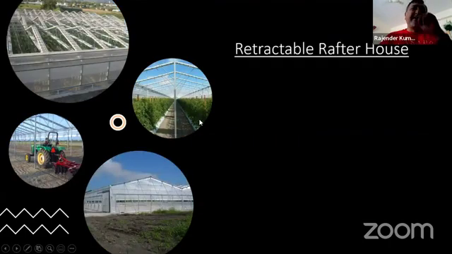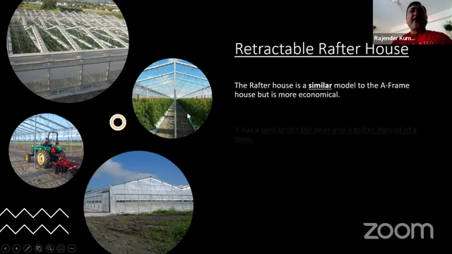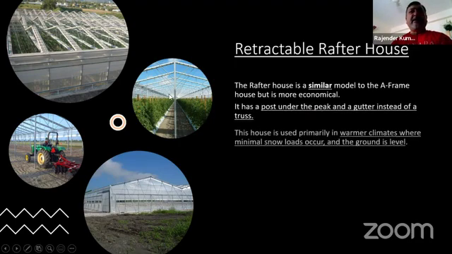So the rafter house is actually for smaller operations, just like the fan pad. If you are putting up a house for nursery purposes or for ornamental plants, or you can say the garden center, then these structures are good. We can supply a minimum size of 1,000 square meter.